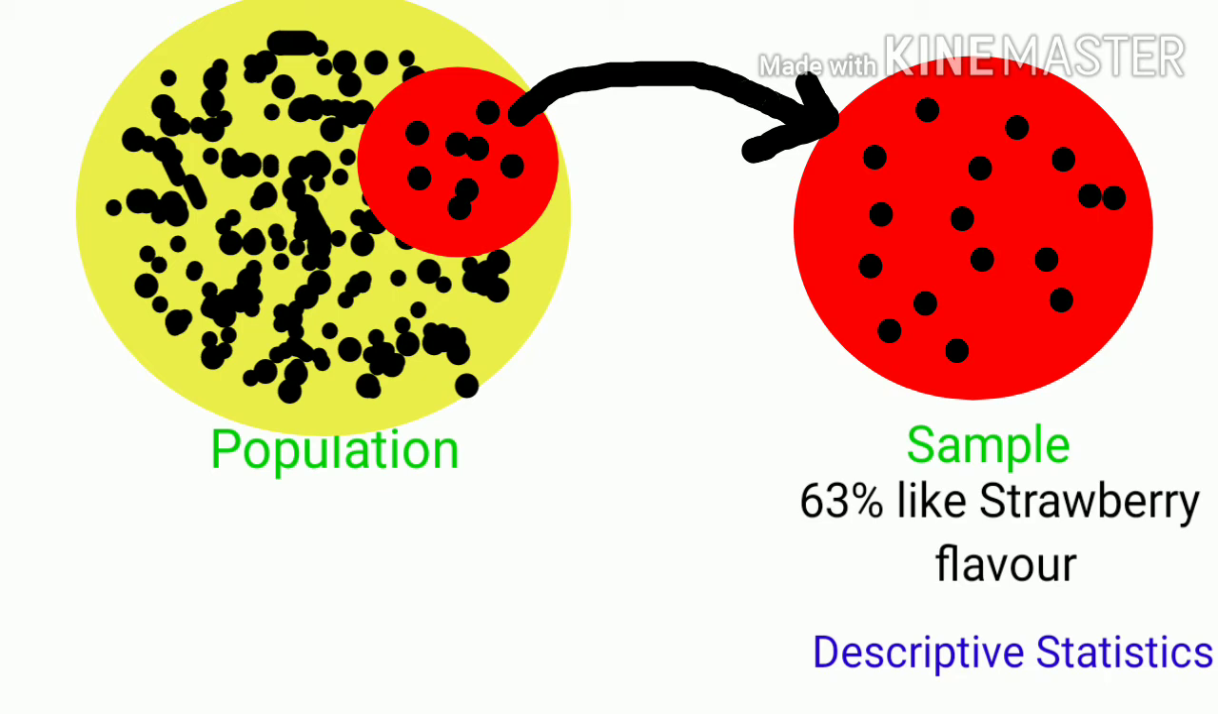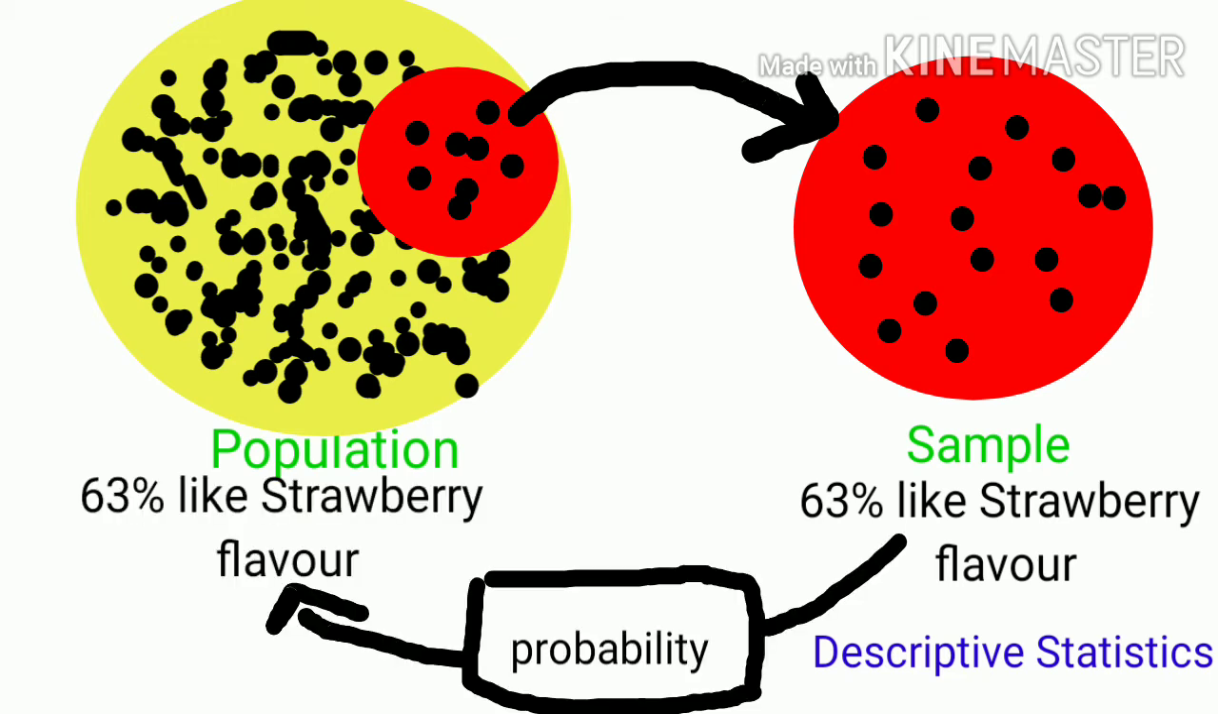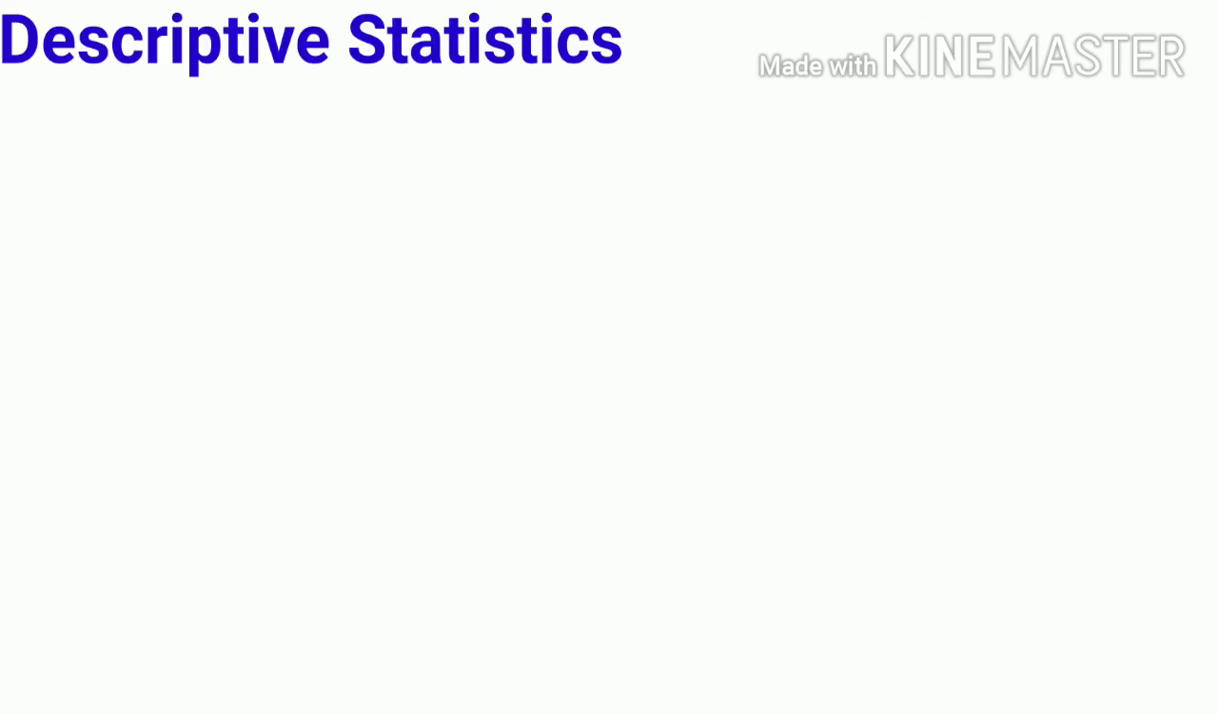If we extend our findings from the sample, that 63% of the people like strawberry flavor, and say about the population on the basis of probability that 63% of the people from the population also like strawberry flavor, then it is inferential statistics. Now we can easily define descriptive and inferential statistics.